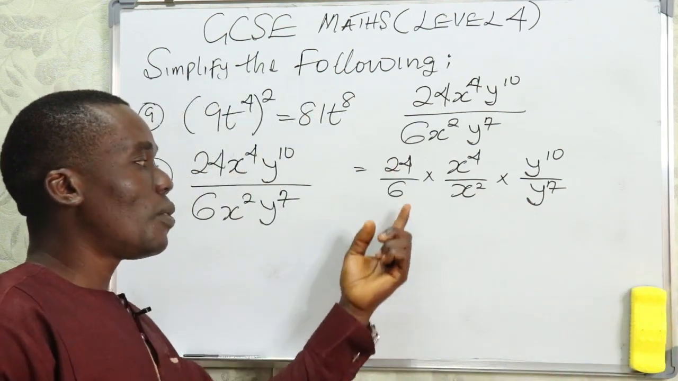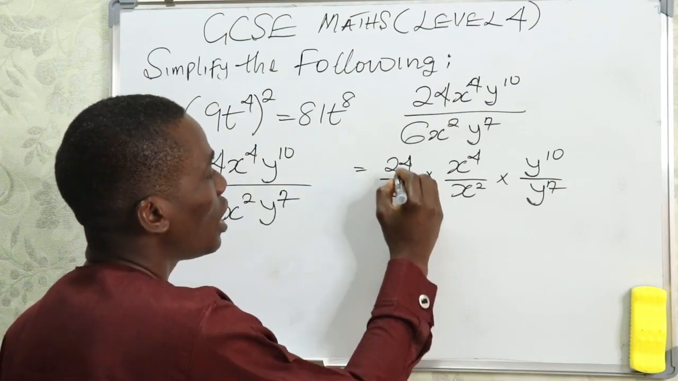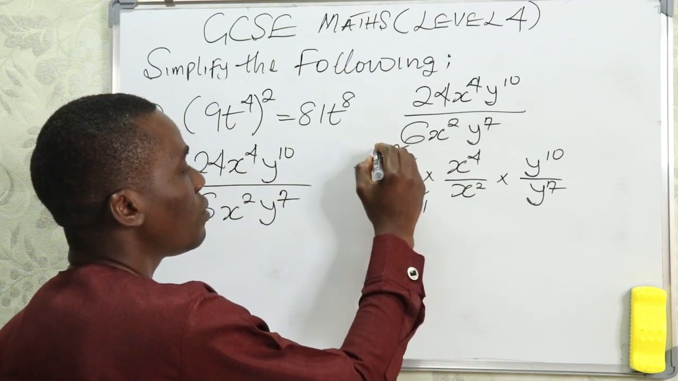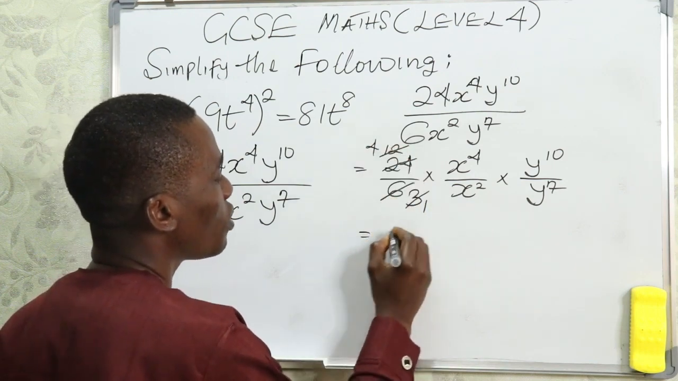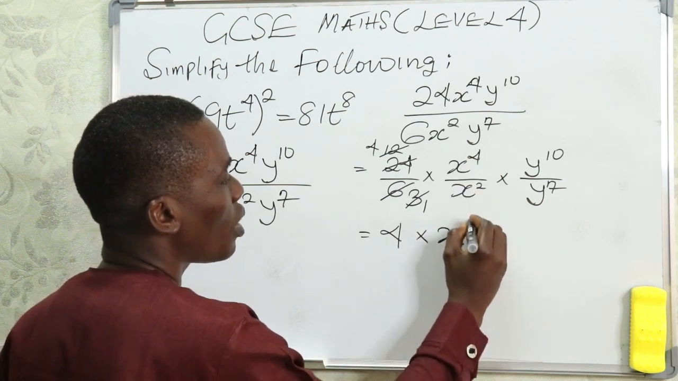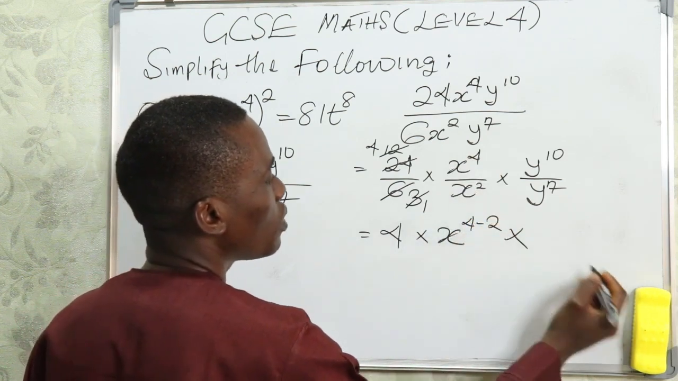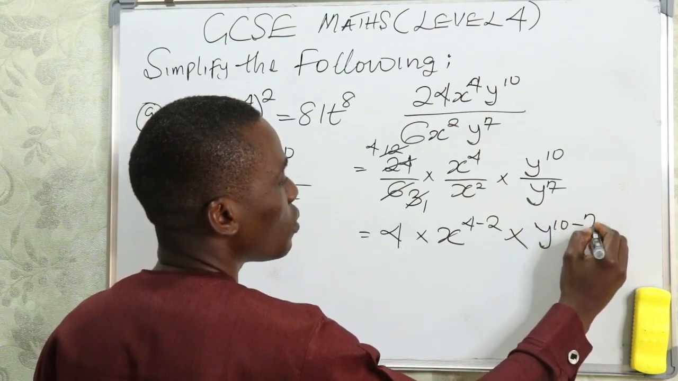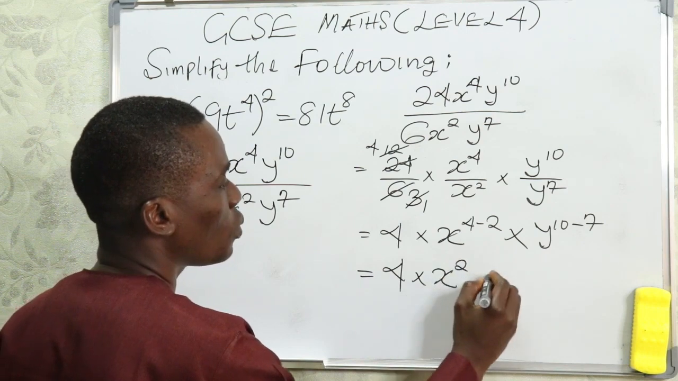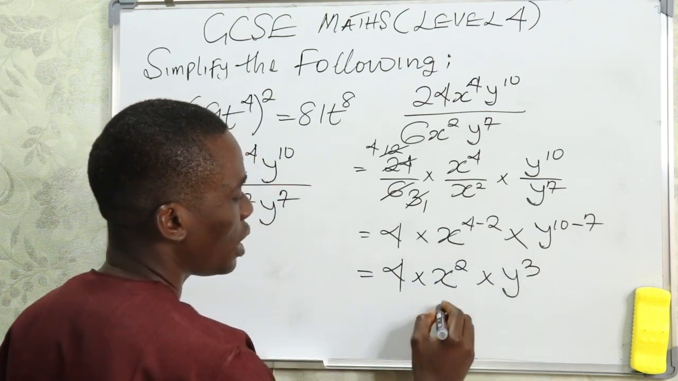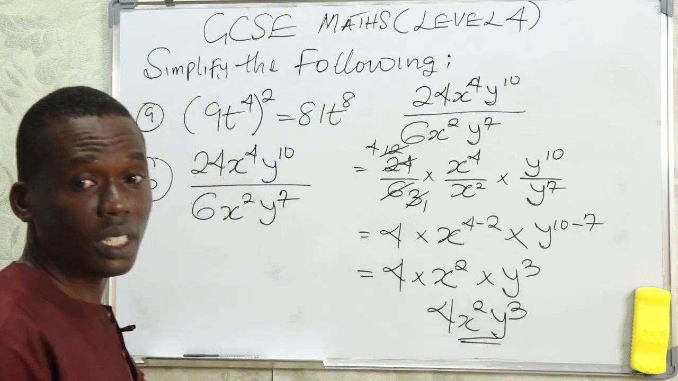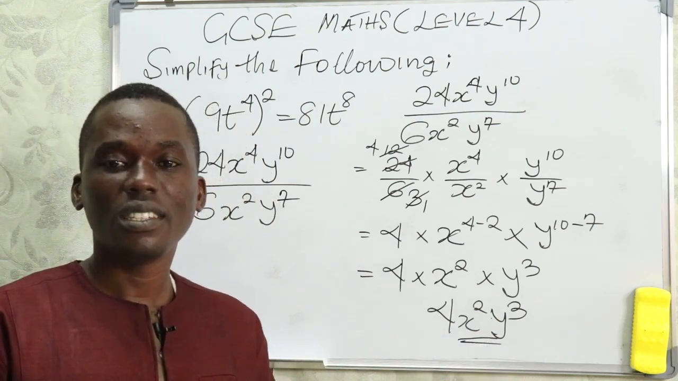So 24 divided by 6: 2 into 24 gives 12 and 2 into 6 gives 3, then 3 divided by 3 gives 1 and 12 divided by 3 gives 4. So that will give us 4 times x raised to power 4 minus 2, times y raised to power 10 minus 7. So this will be equal to 4 times x squared times y cubed, which gives us 4x^2y^3.